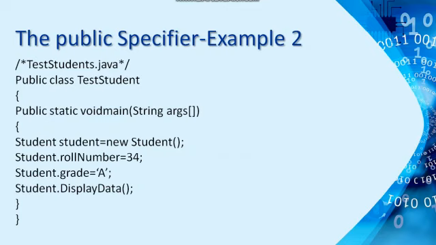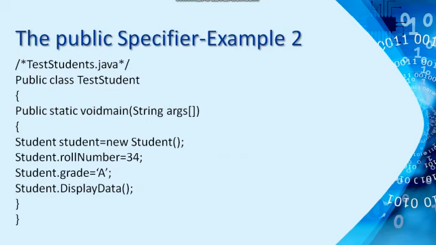Student is equal to new student. You're opening the object of the class name student. Student dot roll number is equal to 34 and student dot grade is equal to A. Now you have to display the content which is being used in the program, student dot display data. So whatever the data is placed in the program will be displayed. The first one will be the roll number, then the grade.